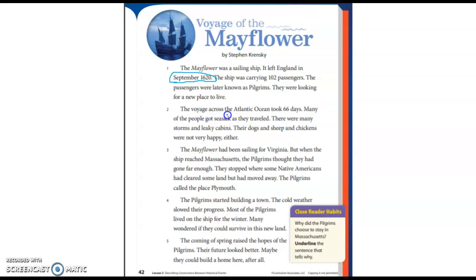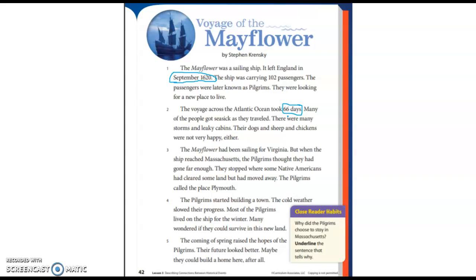The voyage across the Atlantic Ocean took 66 days. This also tells us sequence. Without telling us it was 66 days, in our heads we might think it only took one day, or it could have taken a year, but we know it took 66 days. Many of the people got seasick as they traveled. There were many storms and leaky cabins. Their dogs, sheep, and chickens were not very happy either.